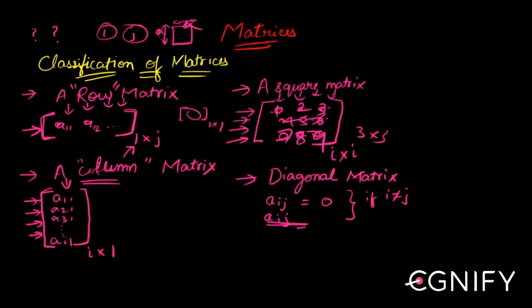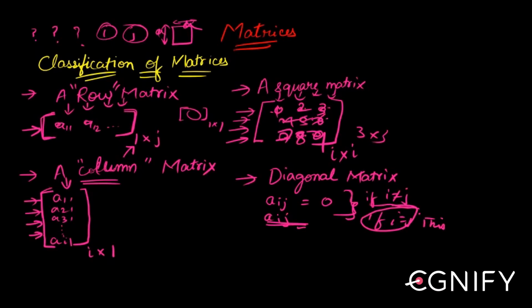So this itself is the definition. I don't need to say what will happen if i is equal to j. The only thing that I care about is if i is not equal to j, then Aij will be 0. What does this mean? Can you just think for a while? What can this mean?